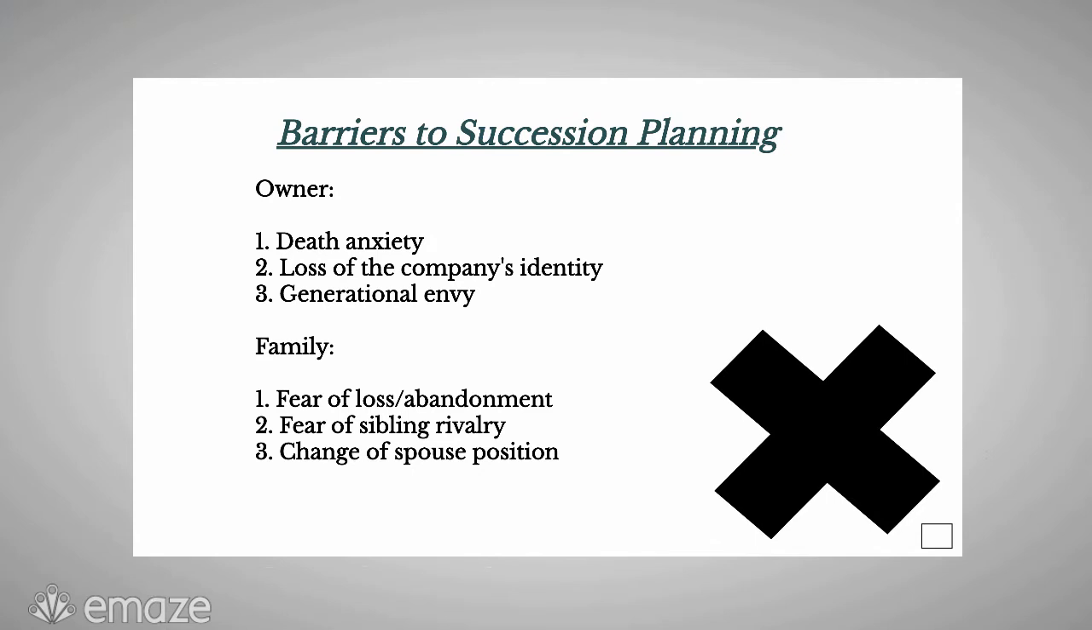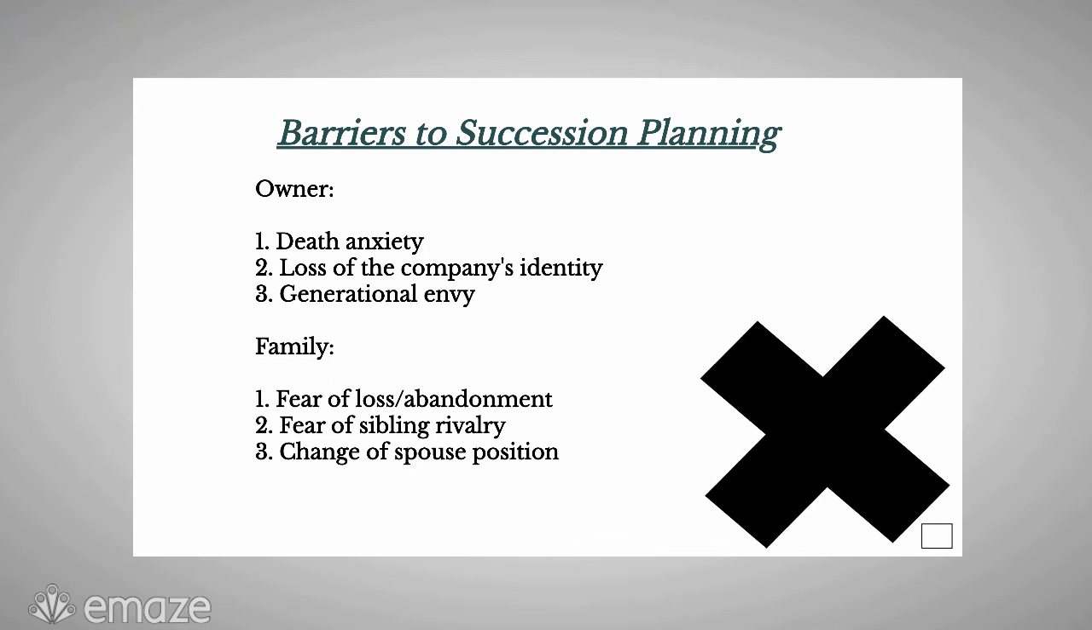Barriers to succession planning. Today, we'll be assessing two components, owner and family. With owner barriers, there's debt anxiety, loss of company's identity, which is where the company is used as a symbol of achievement or some form of accomplishment, and generational envy, where there's a loss of power, maybe from an older brother to a younger brother, or from the person who is in charge now to some other, distant relative, right?